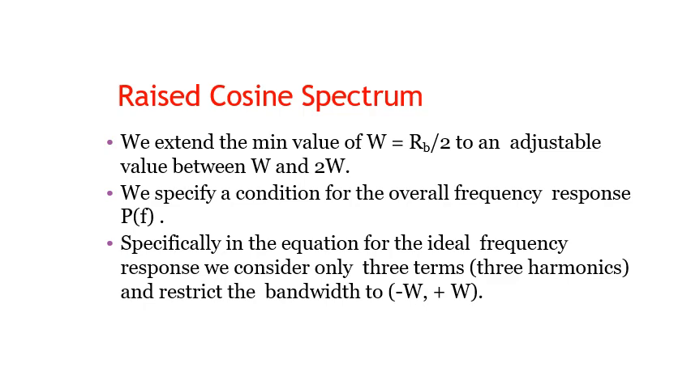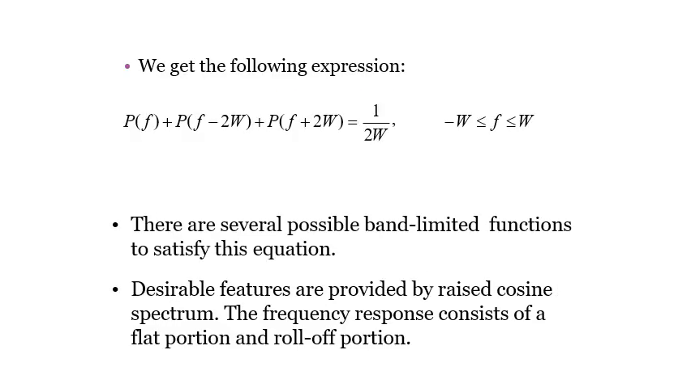Here we extend the minimum value of the bandwidth W equal to Rb/2 to an adjustable value between W and 2W. Now we specify the condition for the overall frequency response, that is P(f), and specifically in the equation for the ideal frequency response we consider only three terms, that is the three harmonics, and restrict the bandwidth to minus W and plus W. So therefore we get the following expression: P(f) plus P(f minus 2W) plus P(f plus 2W) is equal to 1/2W for f lying between minus W and W.